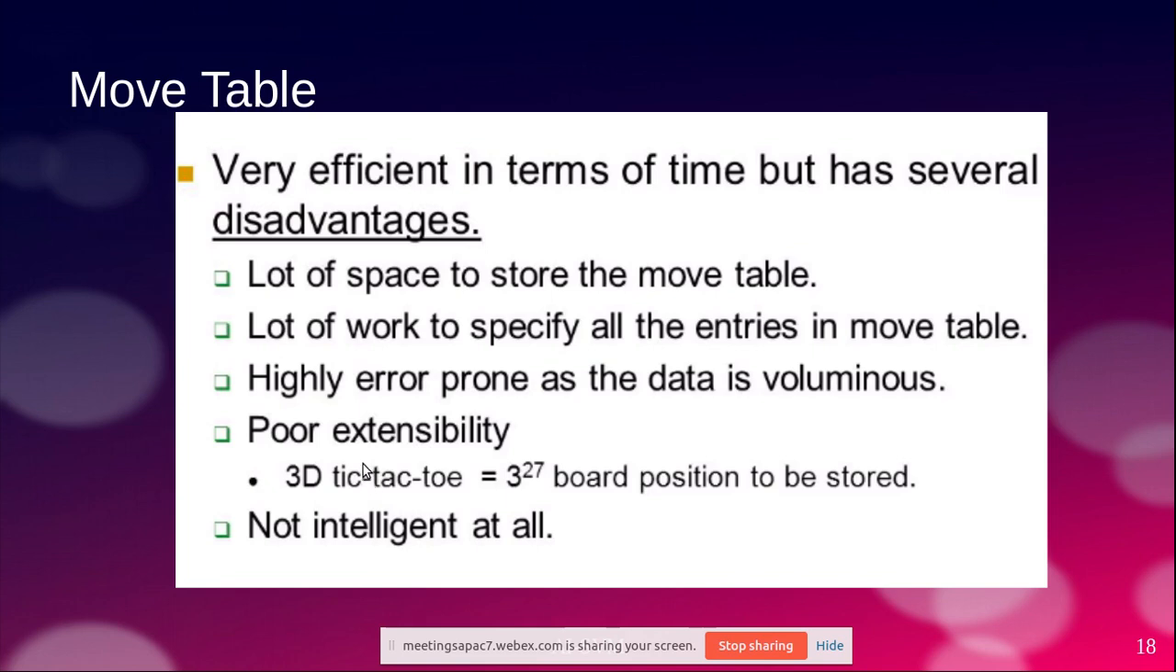You cannot just extend this logic to a 3D tic tac toe. 3D tic tac toe, in your imagination, looks like a Rubik's cube. So 3 by 3 by 3. So a total of 27 cells will be there, and each cell can be either a blank, a cross, or a knot. So 3 to the power 27. I don't know how to say this number in full, because 3 to the power 9 was 19,000.